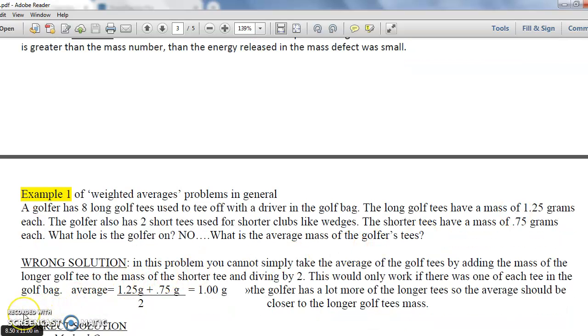That's going to conclude our introduction to atomic mass, and we'll pick up in our next video with looking at how to actually calculate the atomic mass.